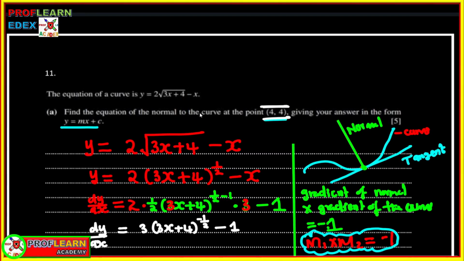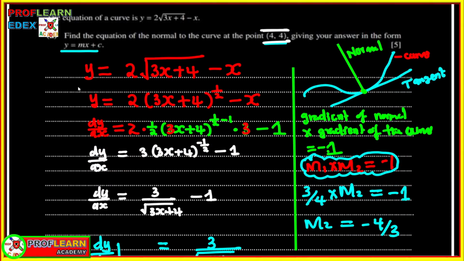Now find the equation of the normal to the curve. The equation of the curve is given by this. So the first thing you are to do is to differentiate the function to get dy/dx. Remember, a square root can be changed to raised to the power of a half. To differentiate this function, you bring the power down in front, times the number that was 2 there. Then decrease the power by 1, then times 3, and this 3 is from differentiating what's inside the bracket.